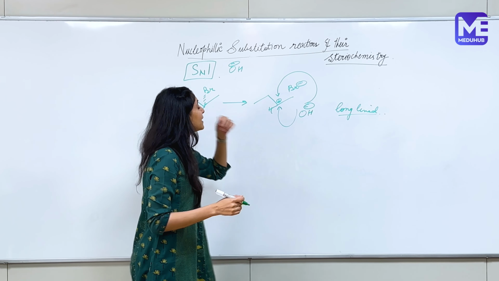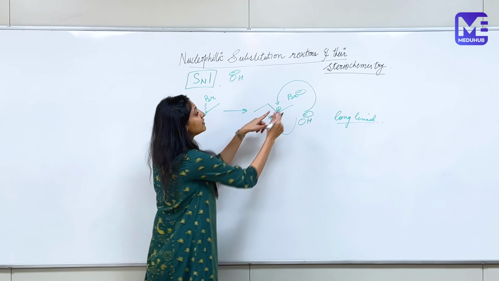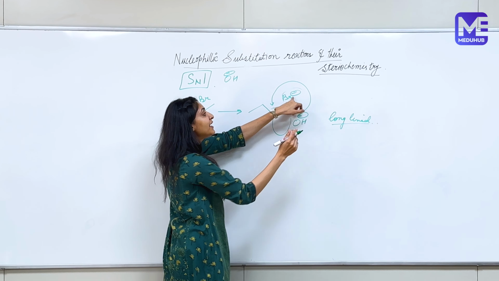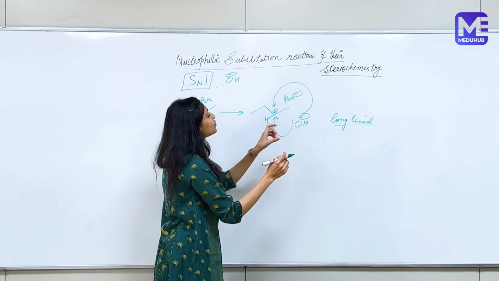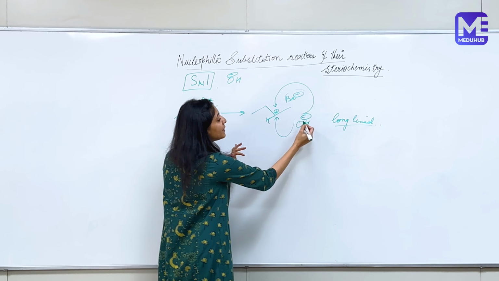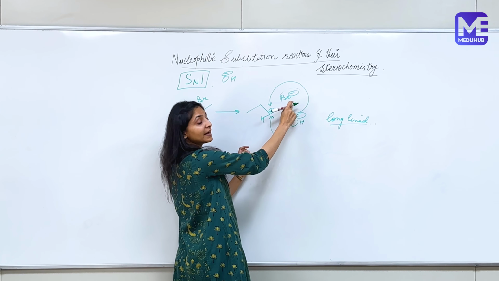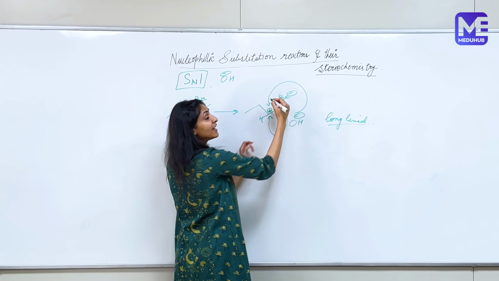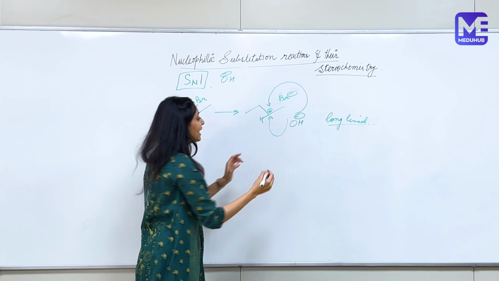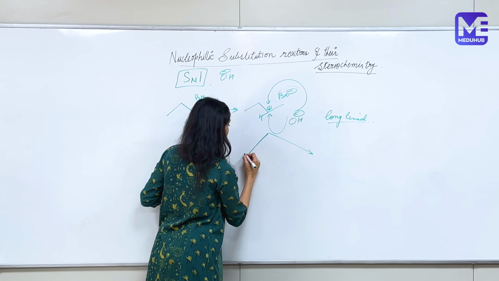What happens in actual ionization? This bromide ion is somewhere in the vicinity, right? So to some extent, there are repulsions between this OH group and Br minus, and it prevents the attack from the backside. In that case, we still get two products.